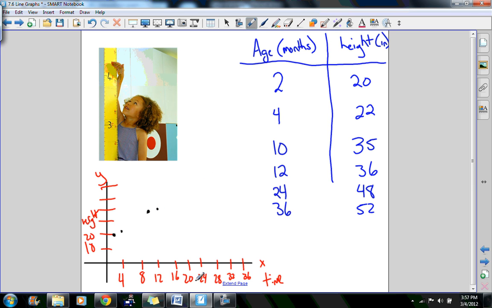Then I go to 24 months, way over here, 48. Right about there. And then 36 months, I'd go up to 52, right about there. Now, a line graph means that we look at all of these ordered pairs and we will actually connect them with a line.